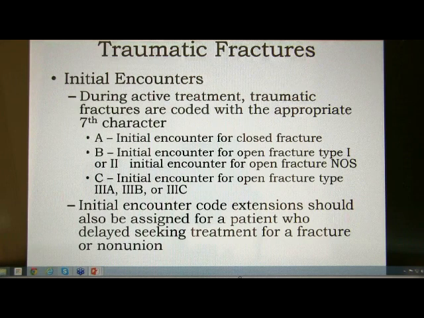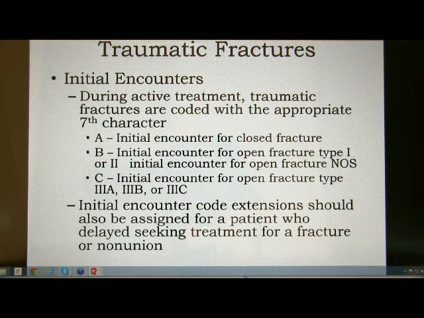So initial encounters. During active treatment, traumatic fractures are coded with the appropriate seventh character. So you can see we have different seventh characters here for initial encounters for open fractures. So our standard initial encounter for a closed fracture is still seventh character A. And then B and C are used depending on the degree of the open fracture. So if that open fracture is not classified, then we would be using a generic, we'll be using B, open fracture not otherwise specified.